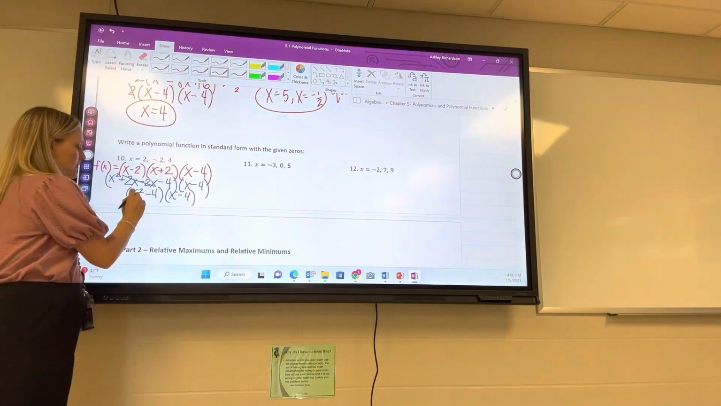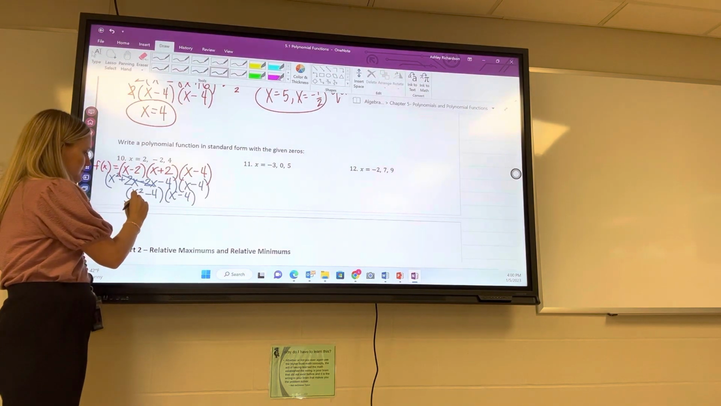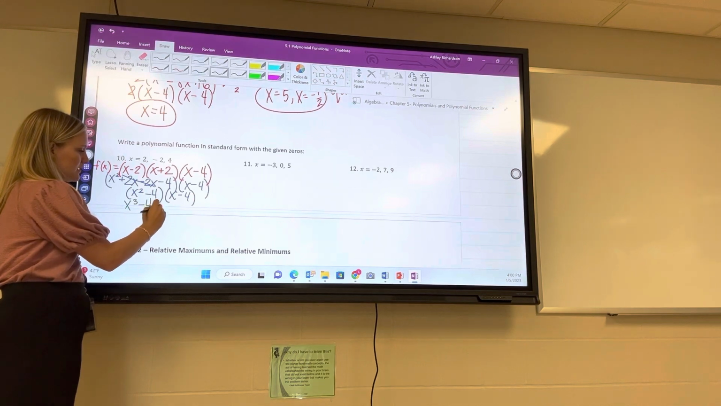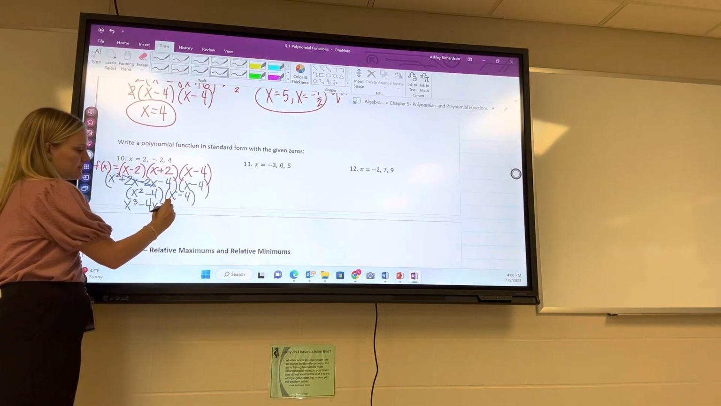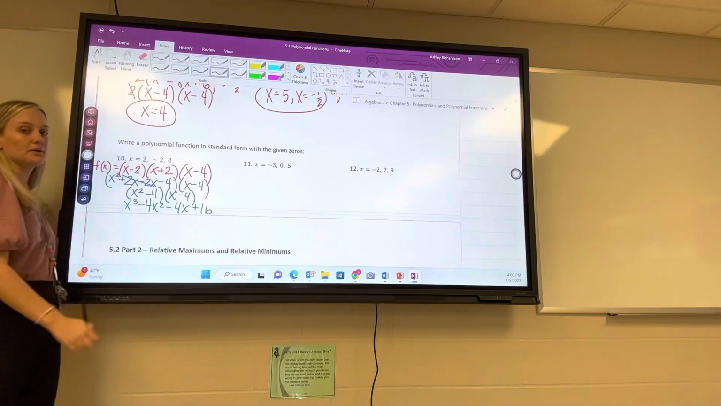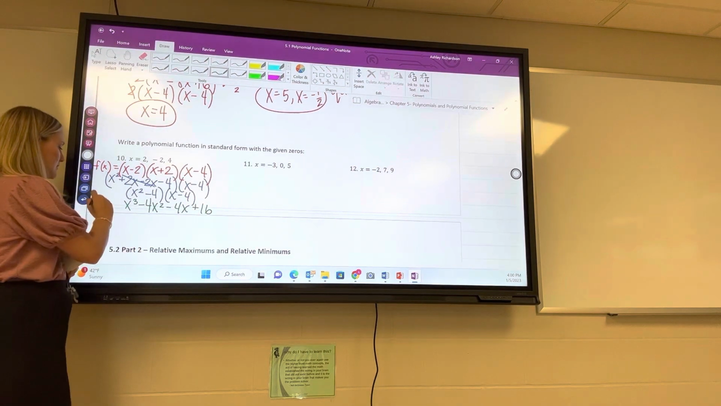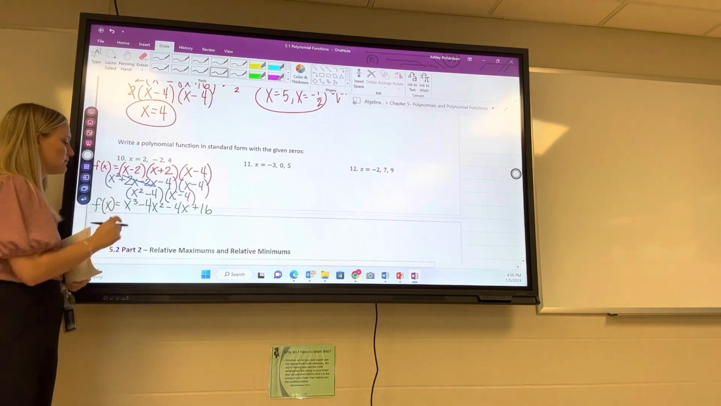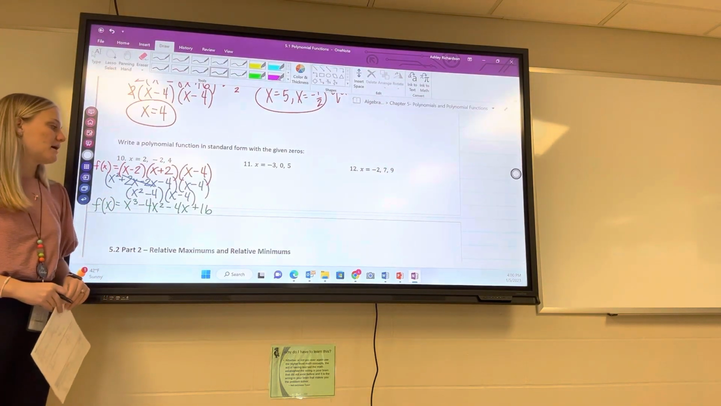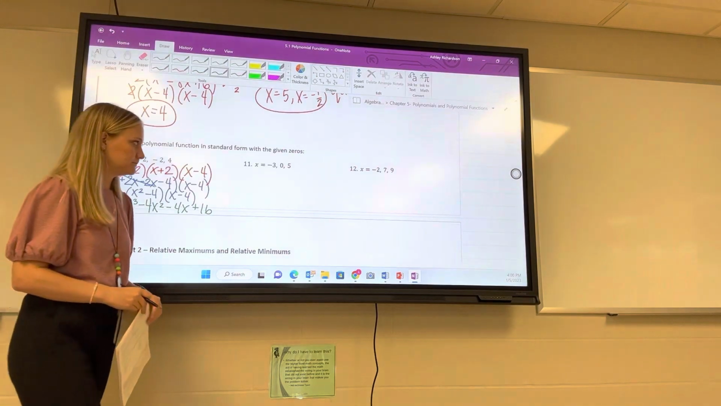So my front number, x squared times x is x to the third. X squared times negative 4 is minus 4x squared. Negative 4 times x is minus 4x. Negative 4 times negative 4 is 16, so plus 16. So my final answer is that the function, f of x equals x to the third power minus 4x squared minus 4x plus 16.